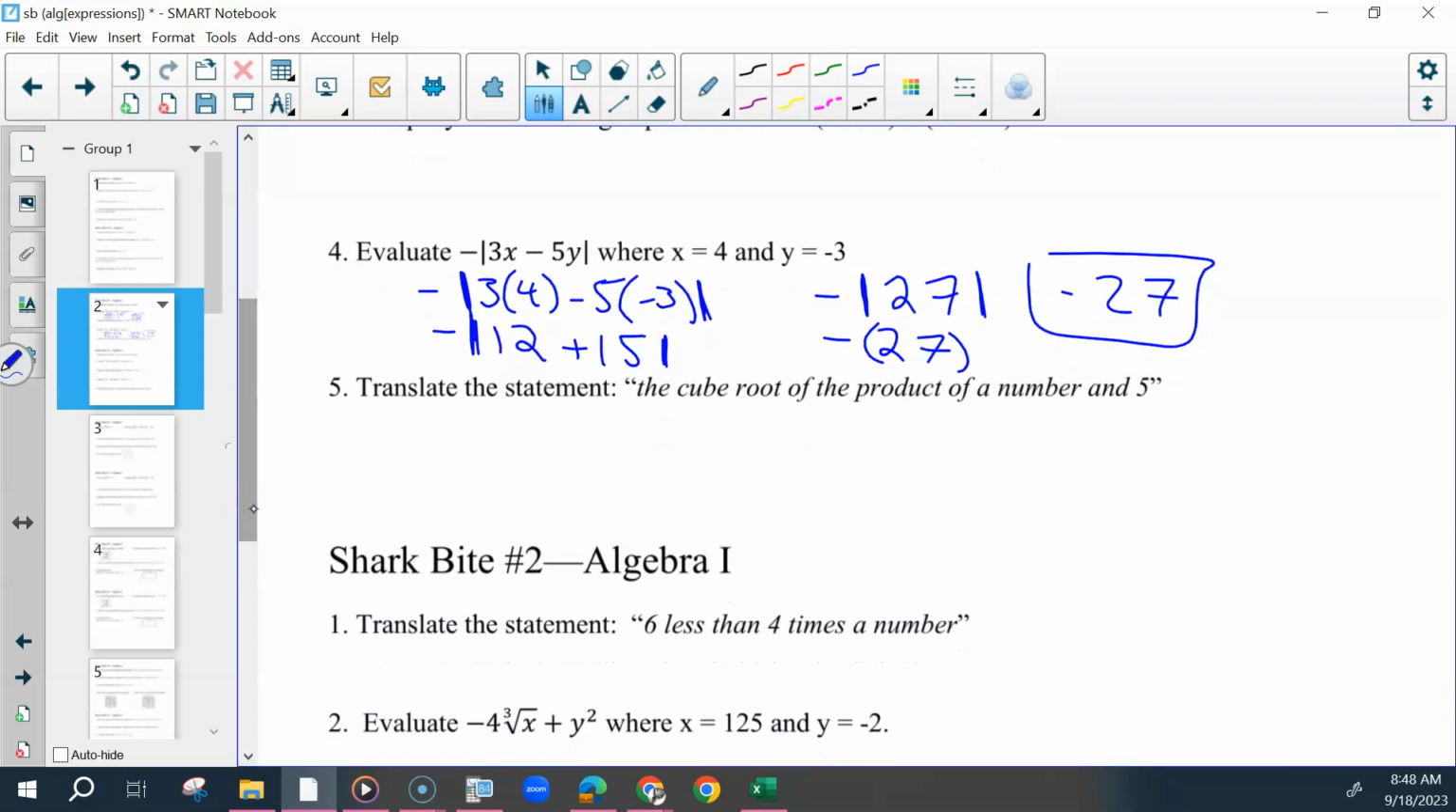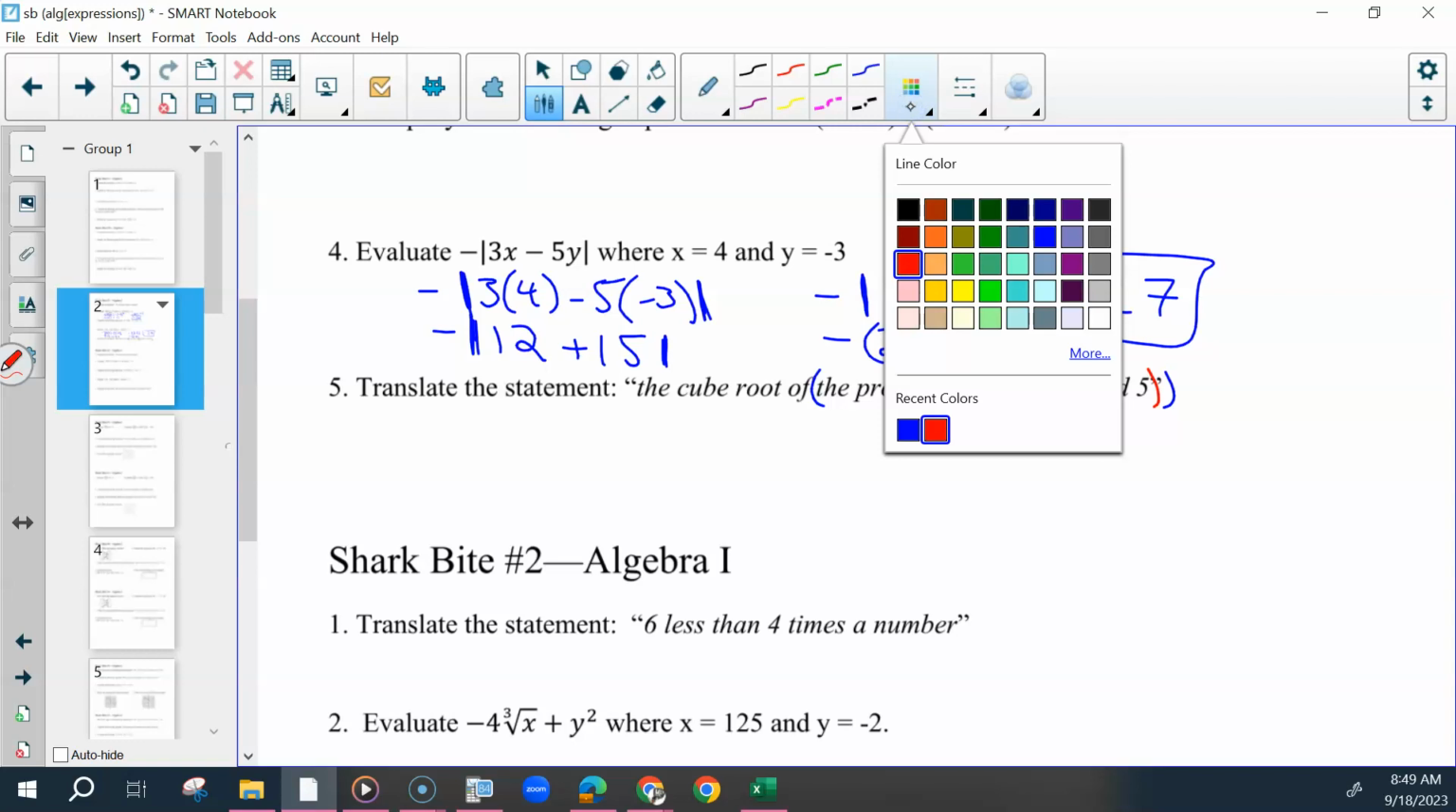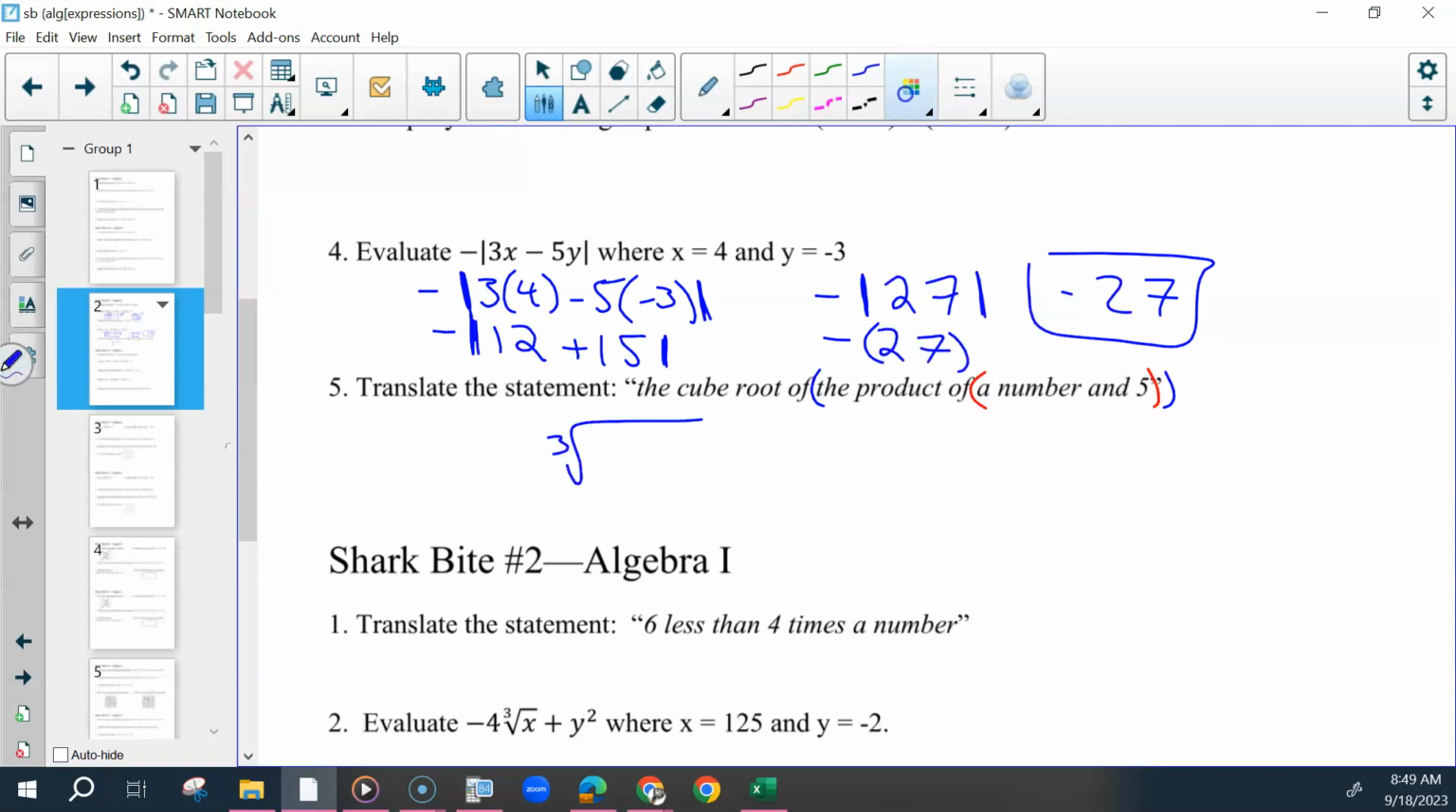And number 5, the cube root of, so it means everything here is going to be underneath the cube root. The product of, so everything after the product of is what we're multiplying. So we're going to have the cube root of a number and 5, but we want the number first, being multiplied together. So it should look like that, where both of them are underneath the cube root. Now if it had said the product of a number and the cube root of 5 or something different, then we would be splitting this up or putting a 1 before it or something like that. Questions on that one?